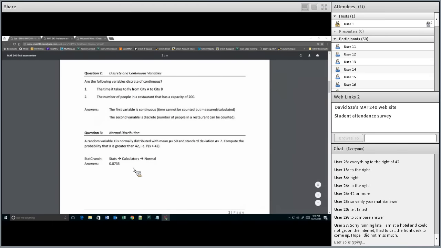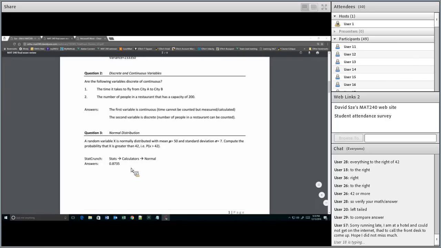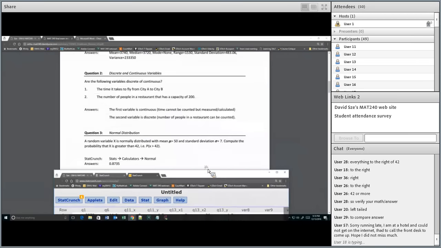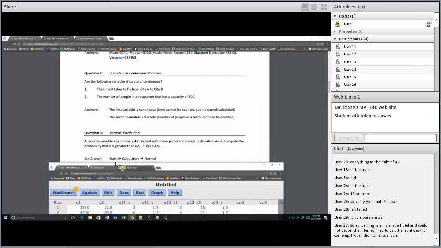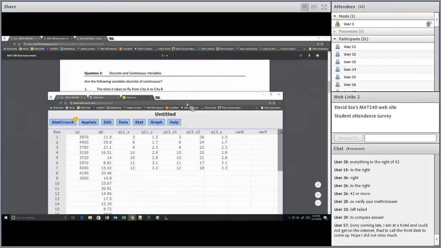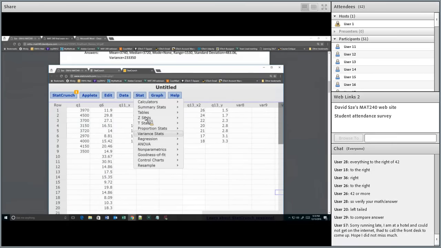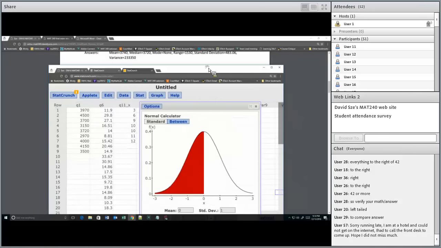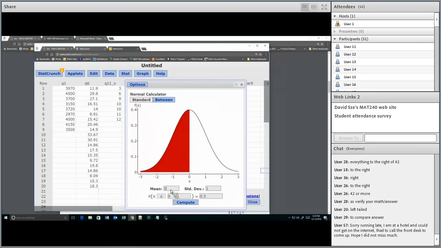So what is the area that I'm looking for? 42 or higher. So how do we solve this problem? You just saw the diagram and I'm going to compare it again, but let me show how we can do that. The problem says go to Stat, Calculators, Normal. So that's what I'm going to do. I'm going to go to Stat, Calculators, Normal. And then once you're here, it's so easy.